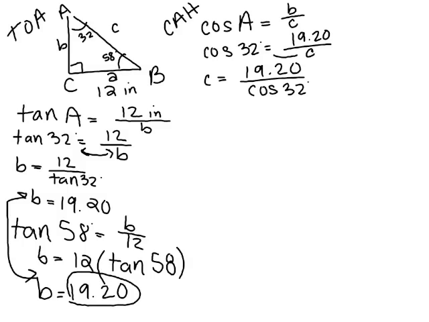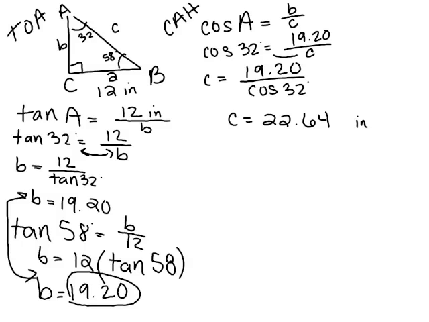19.20 divided by 32 cosine equals, so side length c, 22.64. What's our units? It's inches. Is that our longest length? Yes, we have 12, 19.20, and 22.64.